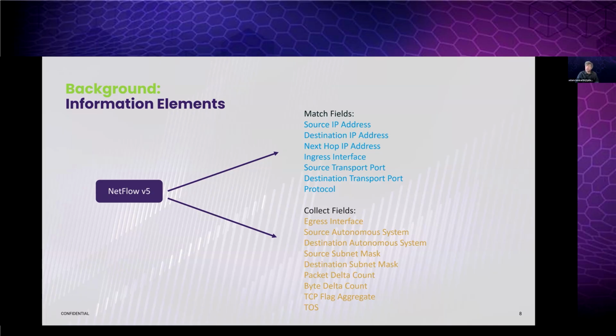And then while that flow is open and active in the flow cache, all of our collect fields will be determined while the conversation is ongoing. So things like packet delta count and byte delta count are the obvious ones, but also TCP flag aggregate, so all of the TCP flags that were observed during that period of time, and TOS bits. This is information that needs to be decided by the device as it's going through or observed over a period of time, as we saw with the timers in the previous one.